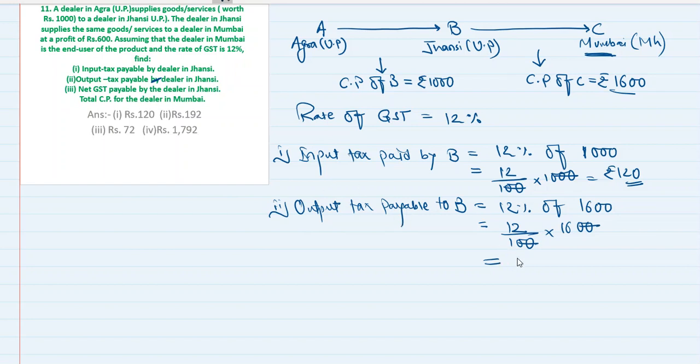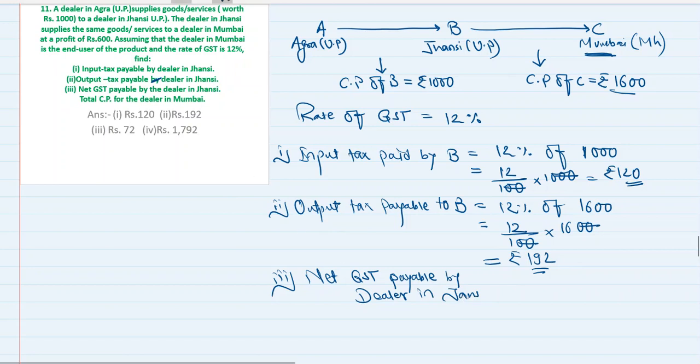192 rupees is the tax collected by B. Net GST payable by the dealer in Jhansi. Number 3. Net GST payable by the dealer in Jhansi.